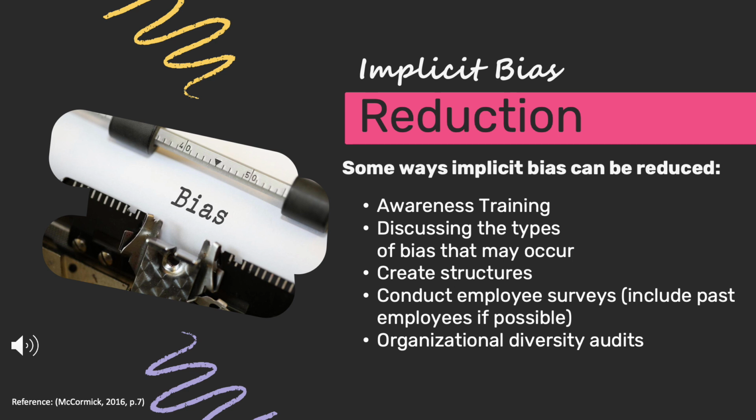Some ways in which organizations can focus on implicit bias is through awareness training. We will be seeing this done during this training today. Organizations can also discuss the types of biases that may occur in the workplace. This is also something that will be discussed in today's training. Another form of reduction is through the creation of structures, conducting employee surveys. When doing so, we want to make sure that, if possible, we include past employees to receive additional feedback. And lastly, through organizational diversity audits.